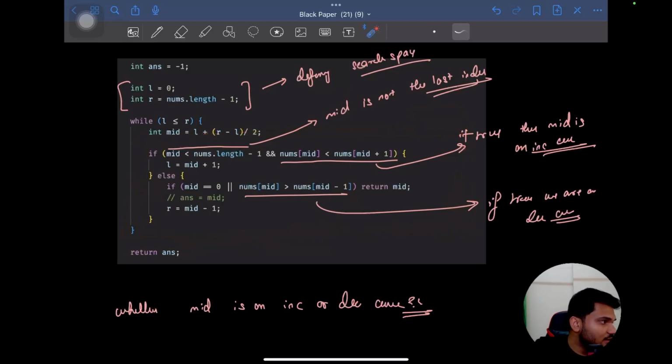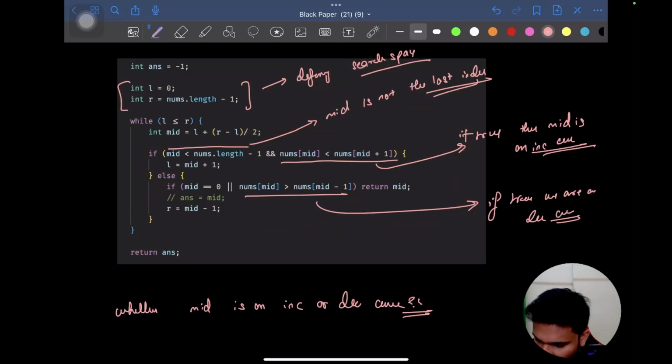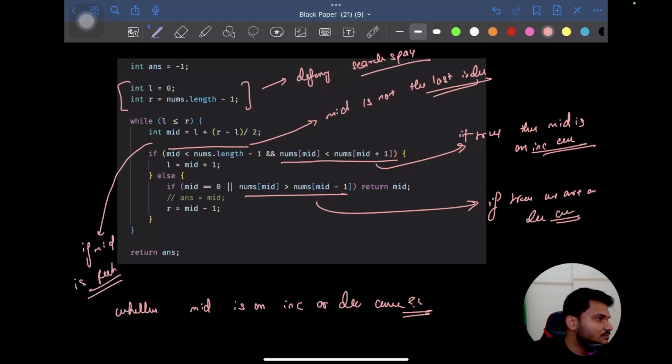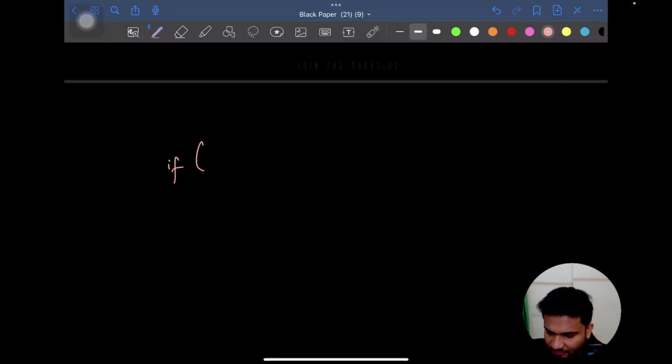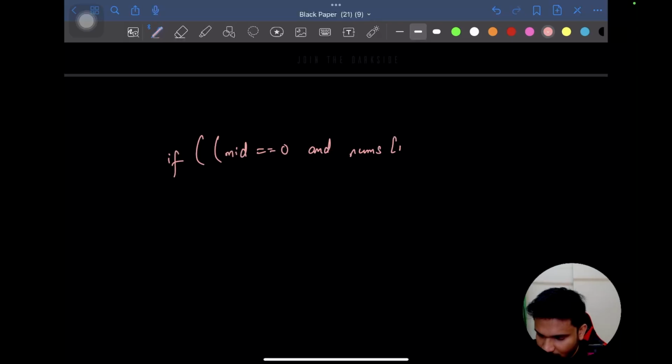Now the missing part is that you put a check here for whether mid is the peak. Maybe the mid element is the peak element, right? How can you check if mid is the peak or not? You can check if mid is equal to 0 and nums of mid is greater than nums of mid plus 1, right?